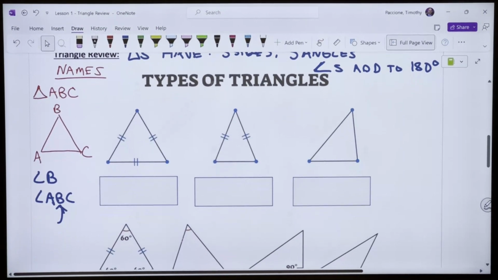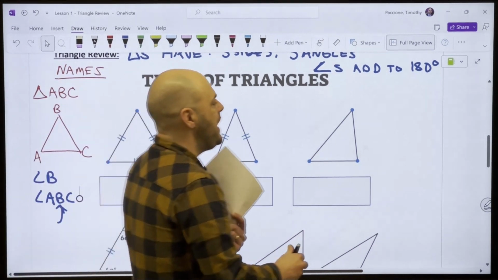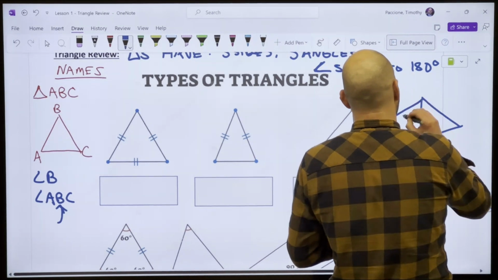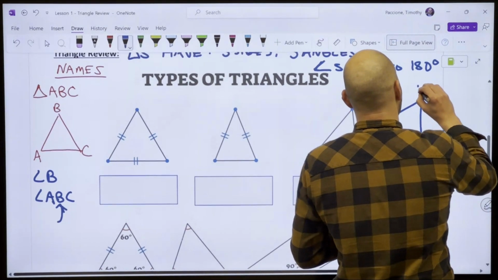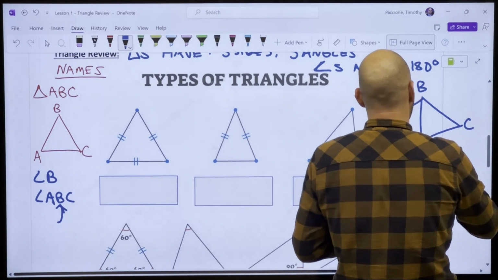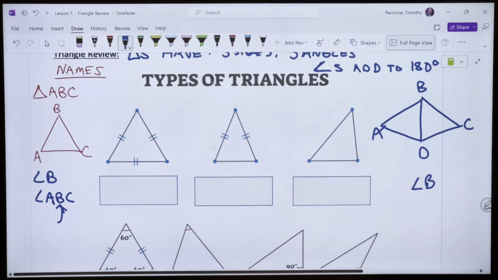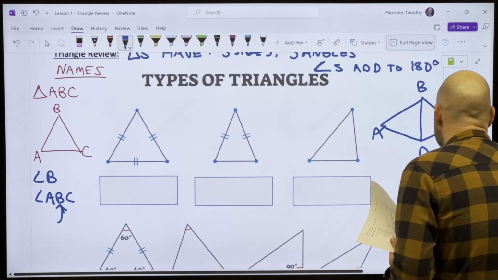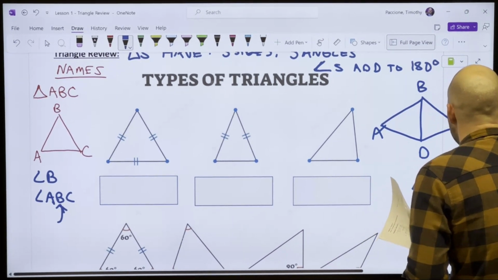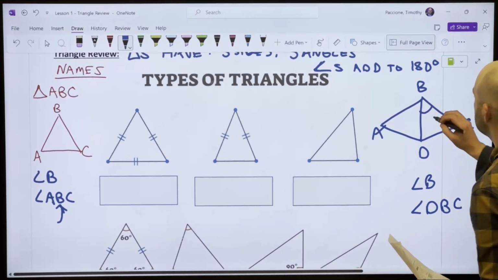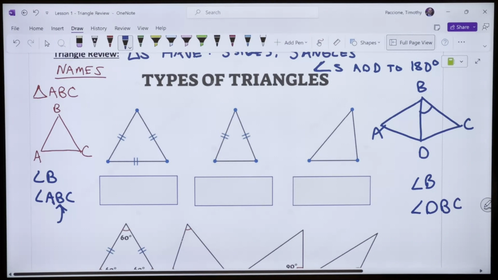Why would we need 3 letters? Well, what if I had this situation? A, B, C, and D. And I just said angle B. You'd be like, well, which one, right? But then what if I said angle DBC? Well, now you would trace it. You'd be like, DBC, I must mean this one, right? So you need 3 letters sometimes to zero in on what that angle is, okay?